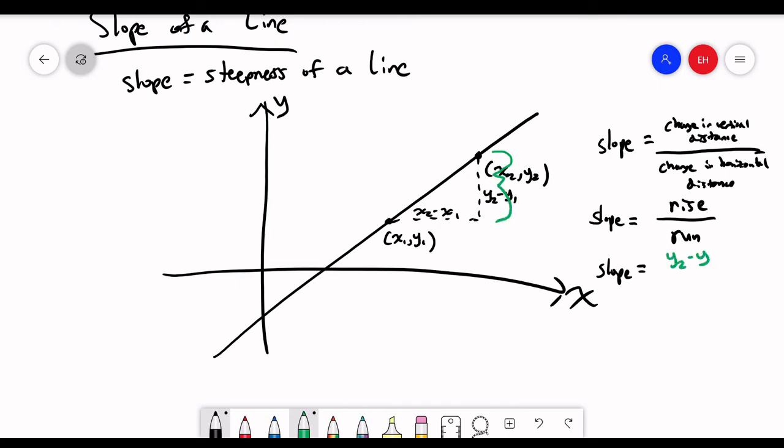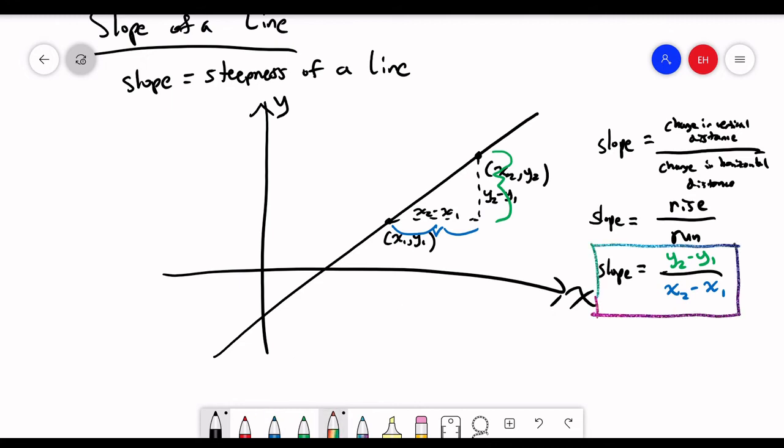And the formula is going to be the rise is the difference in the y coordinates, y2 minus y1, and the run is the difference in the x coordinates, x2 minus x1. So that's a pretty important relationship, you definitely want to keep that one in mind.